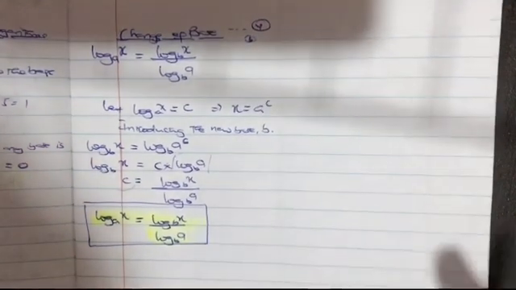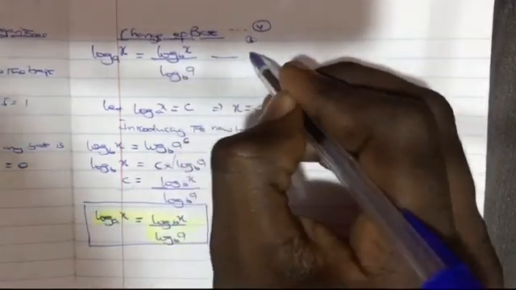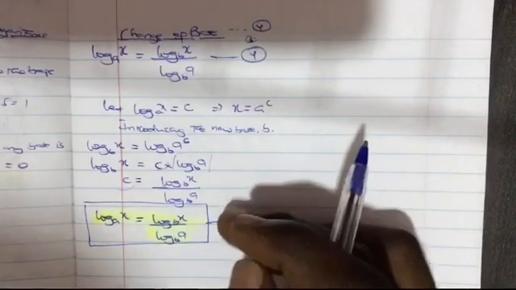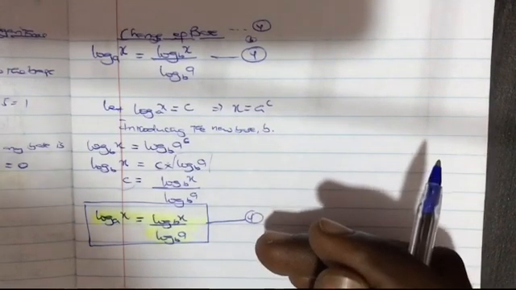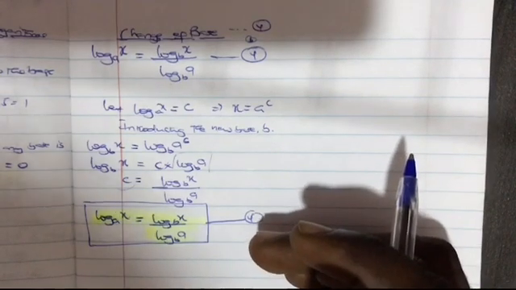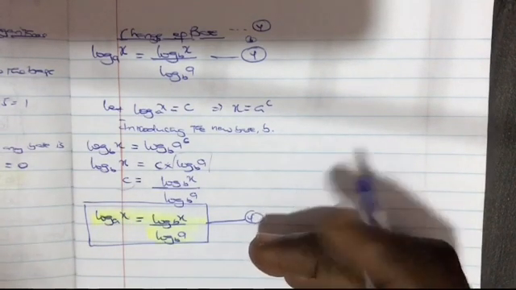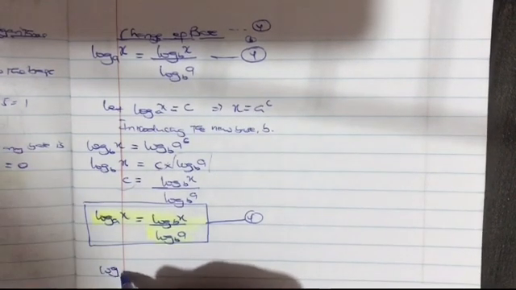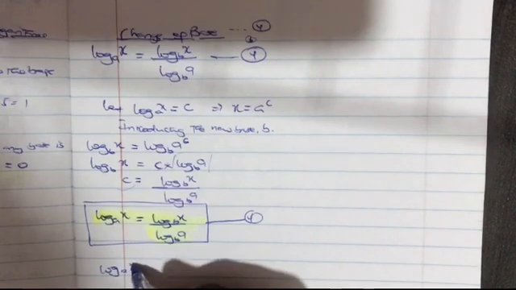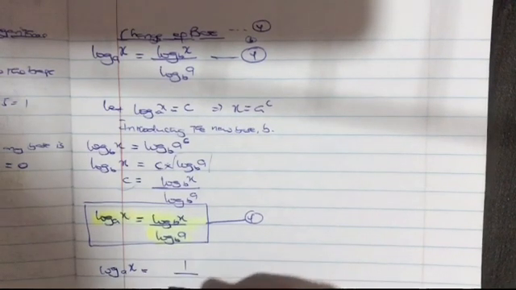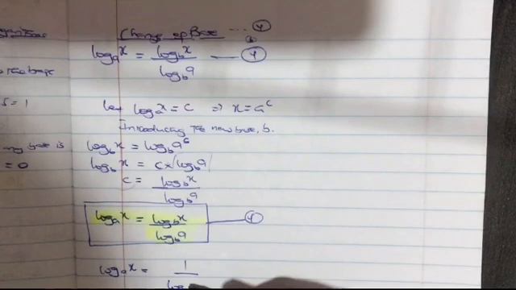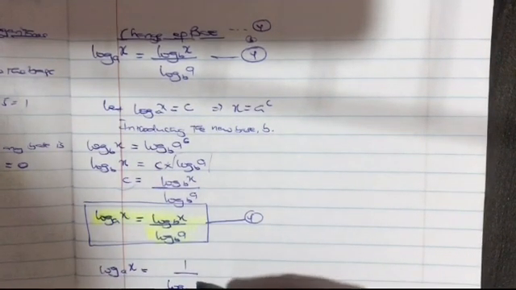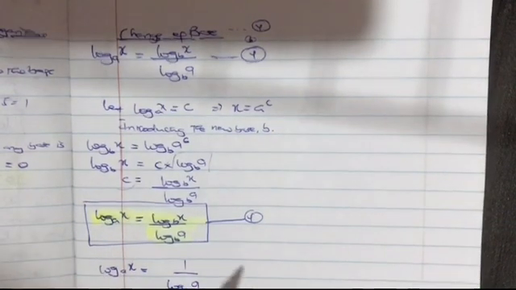From this we can also derive another property. Let's say this is the fourth rule. You can also derive another property, called the inverse. So we can say that log of x to the base a will be equal to 1 over log of a to the base x. This becomes the opposite; it becomes x.